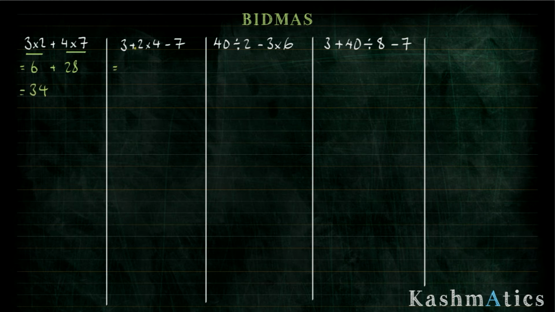Second example. No brackets, no indices, no divisions, but there is a multiplication, so that gets done first. So this becomes 3 plus whatever the answer to this part is, which is 8, take away 7. Now because all I'm left with is additions and subtractions, I can just do them. So 3 add 8 is 11, 11 take away 7 is 4.